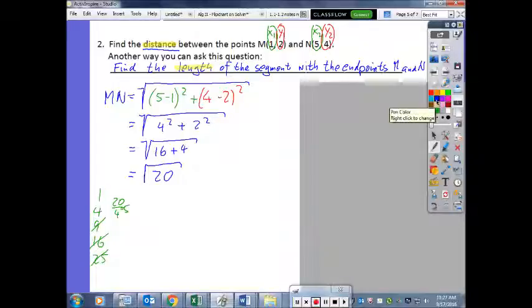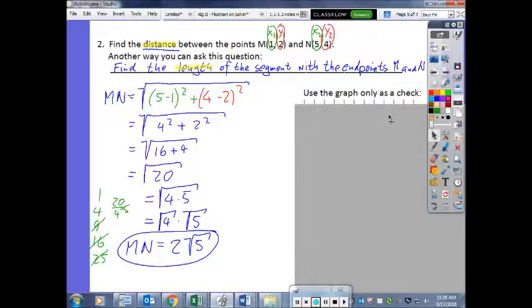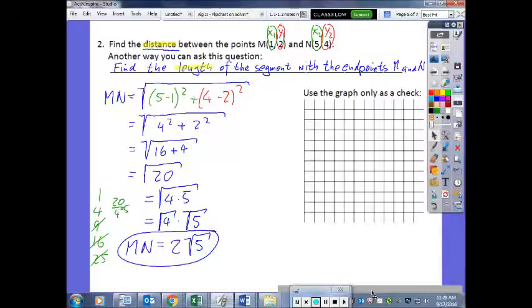So therefore we can rewrite the square root of 20 as the square root of 4 times 5, which is the same as saying the square root of 4 times the square root of 5, and as we know, the square root of 4 is 2, so our segment MN has the length 2 times the square root of 5. Let's see if doing it the coordinate plane way we get to the same answer.